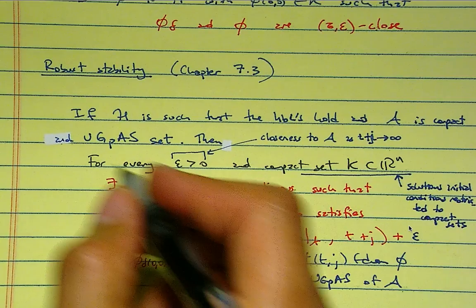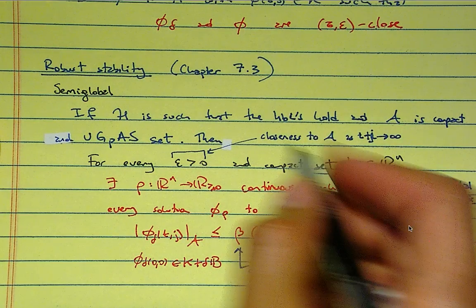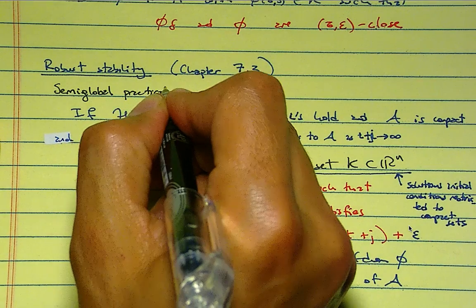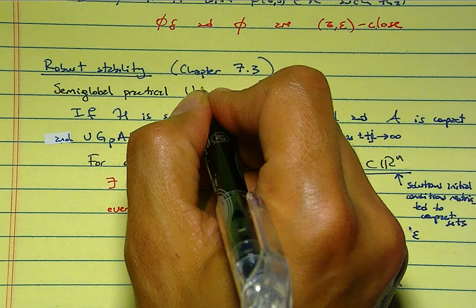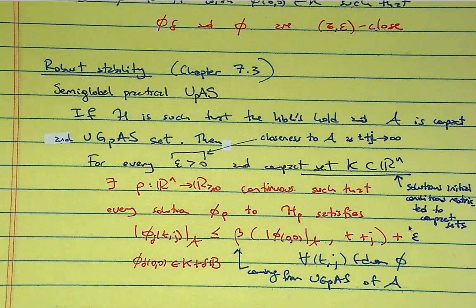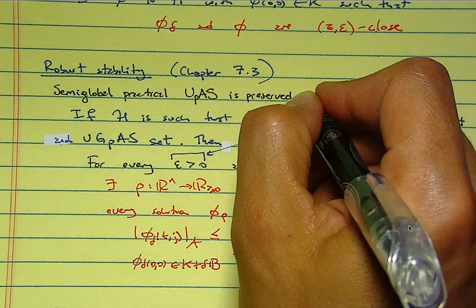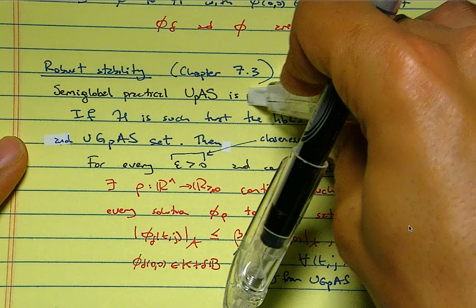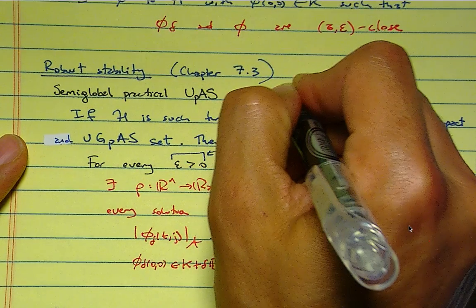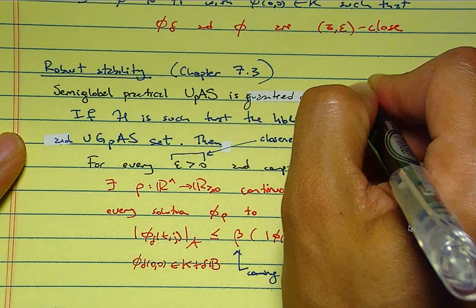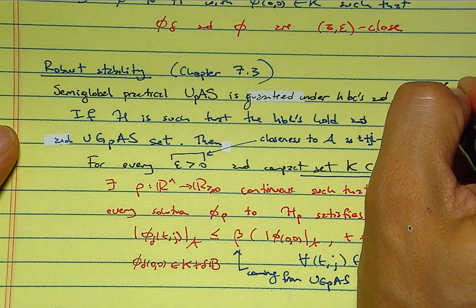This result, as is written here, is what is called semi-global because of the K, the compact set, practical because of the epsilon, uniform asymptotic stability is preserved or is guaranteed under HBCs and a compact UGPAS set.